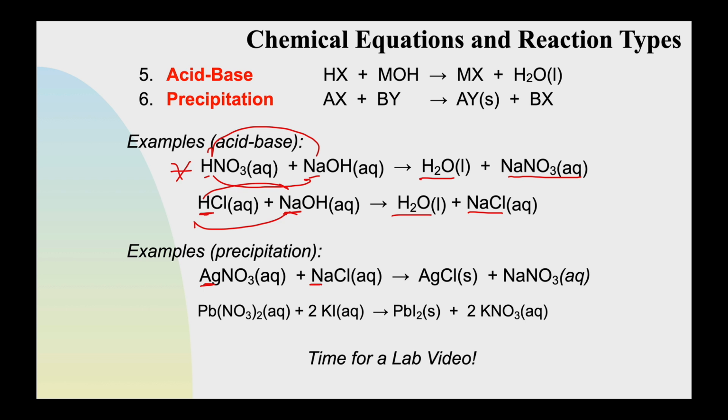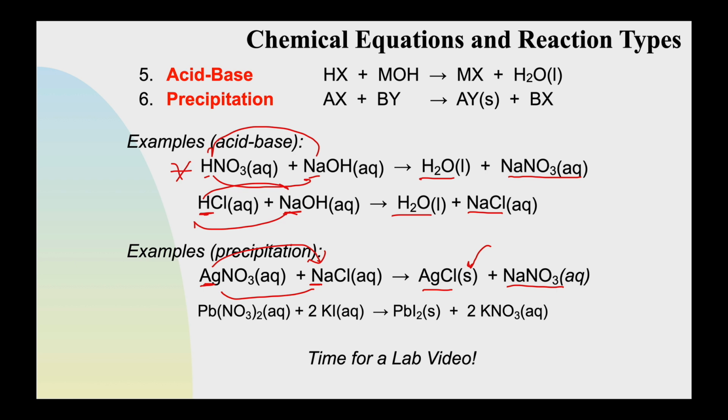The metals are trading places with each other, so silver and sodium trade places to make AgCl and NaNO3. And there are ways to predict it, but silver chloride is a precipitate. It's a solid, and that's something that we'll look at in a future chemistry course or in Chemistry 221. But the idea is the same. They're exchanging the double displacement dance, and one of the products is going to be a solid.